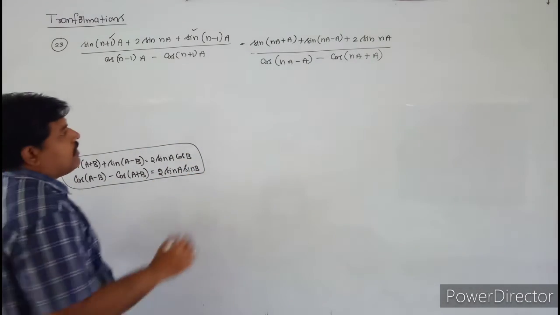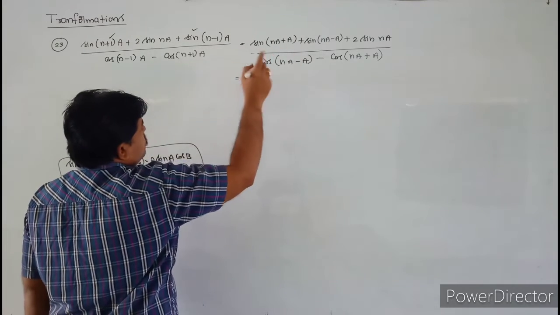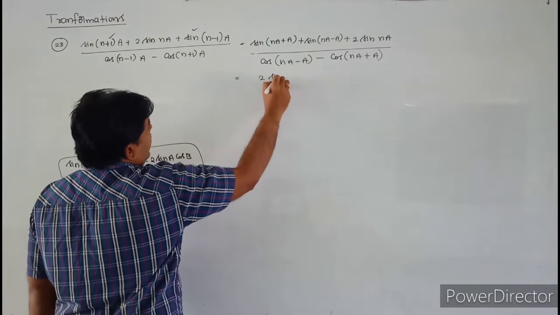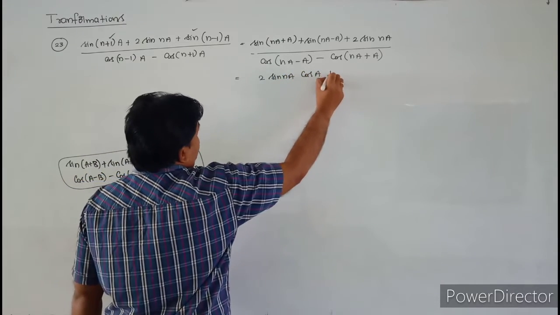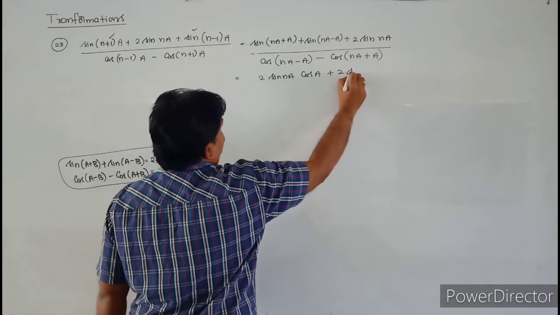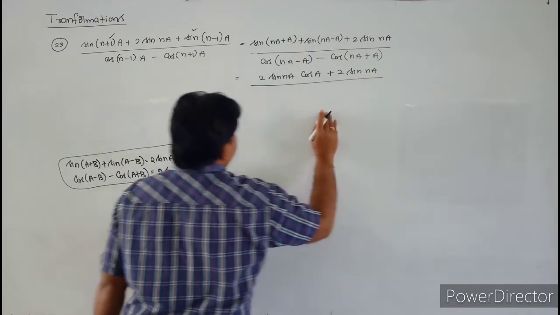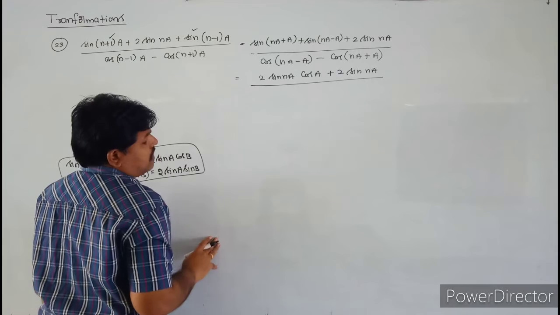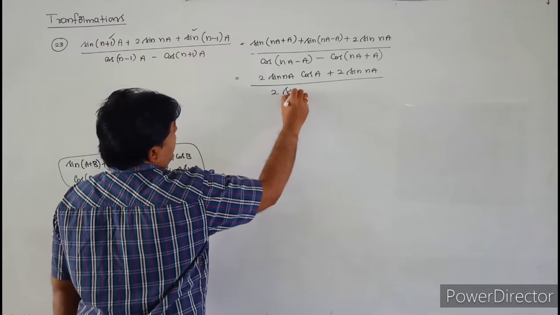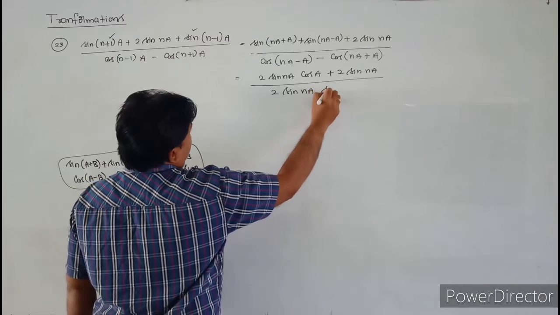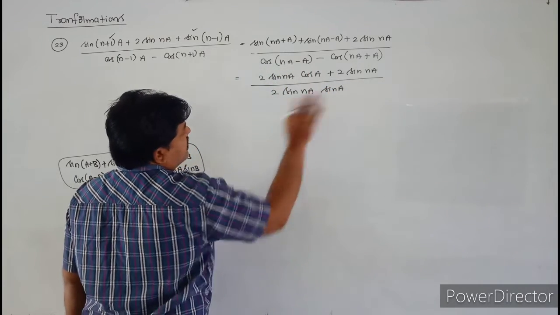Okay. So apply the formulas here, students. Sine of a plus b plus sine of a minus b is nothing but 2 sine a cos b. Plus 2 sine na, divided by cos of a minus b minus cos of a plus b. That is nothing but 2 sine a sine b. So this is a and this is b. Okay, 2 sine a sine b.